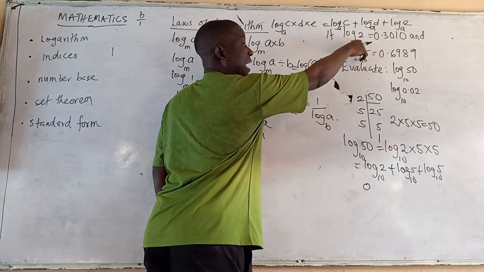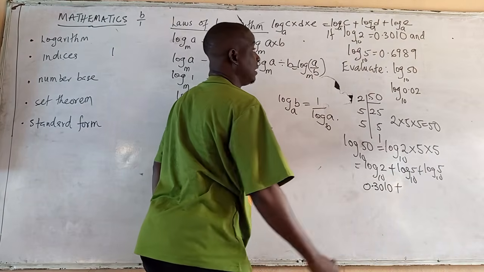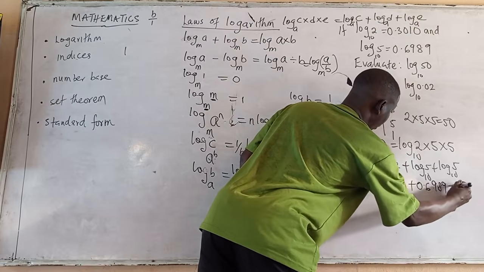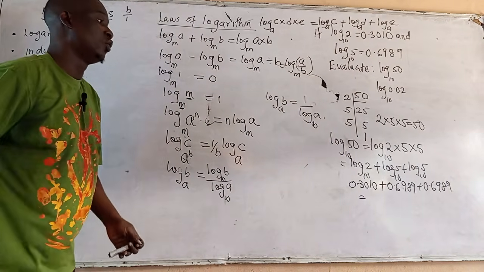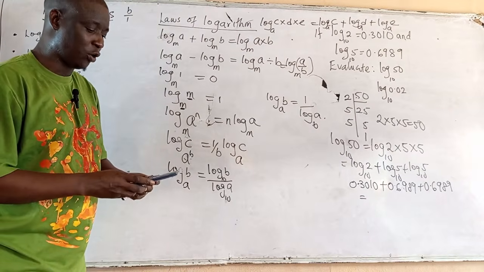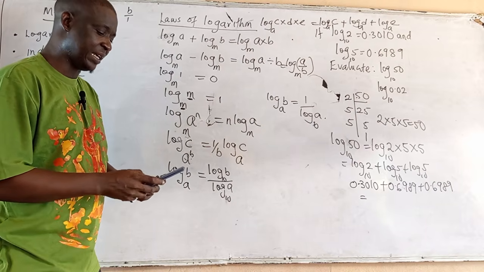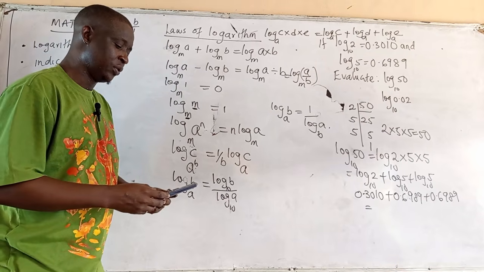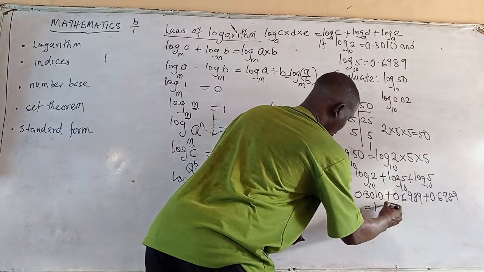What is log to base 10 of 2? 0.3010. Then what is this one? 0.6989 plus 0.6989. So you now add it together. You press your calculator, and you have your final answer. 0.3010 plus 0.6989 plus 0.6989 gives us about 1.6988. You can confirm it.